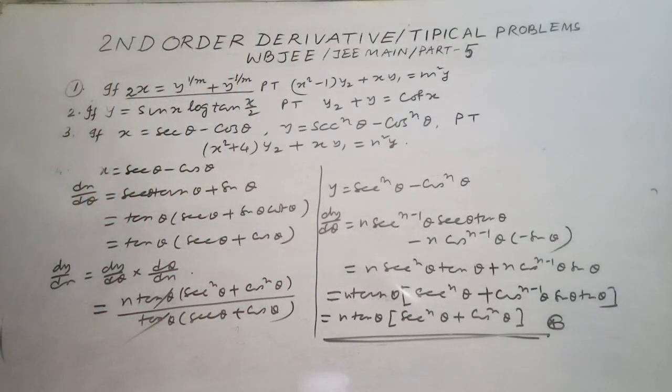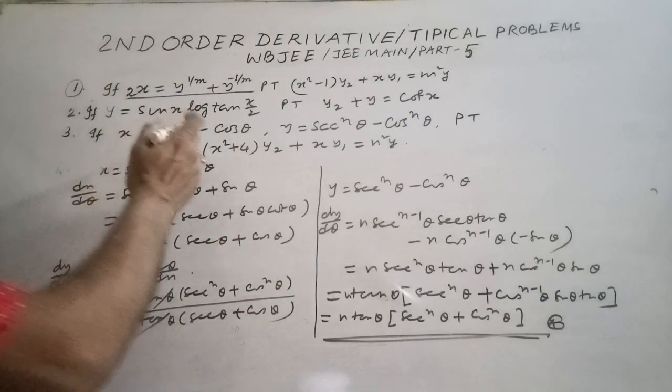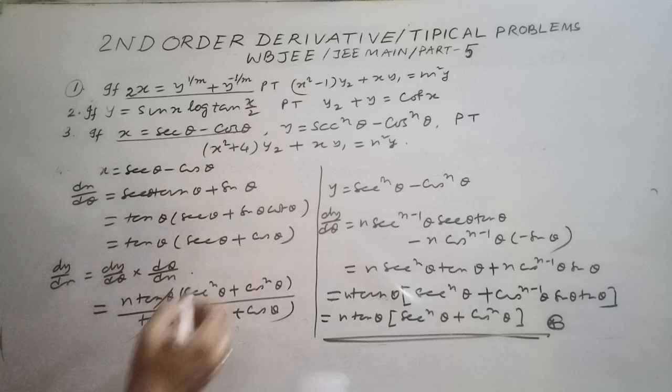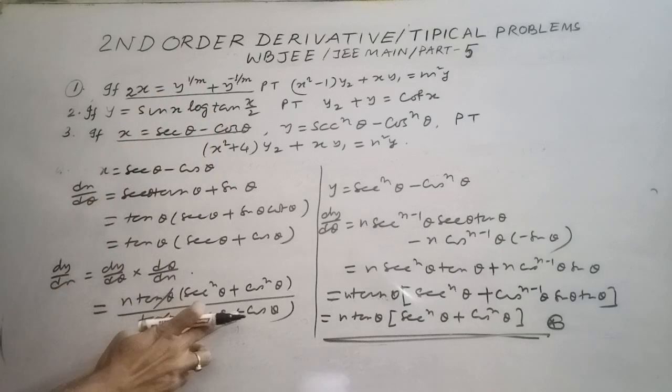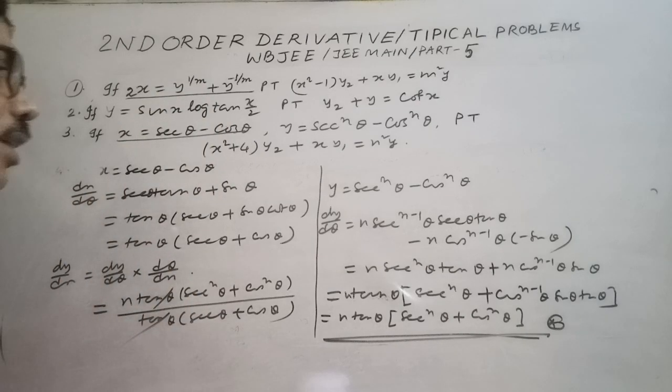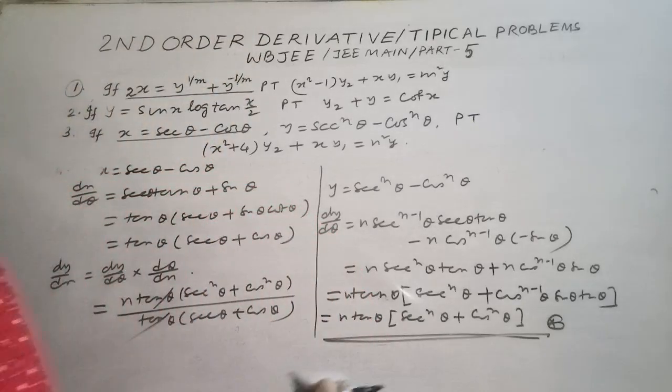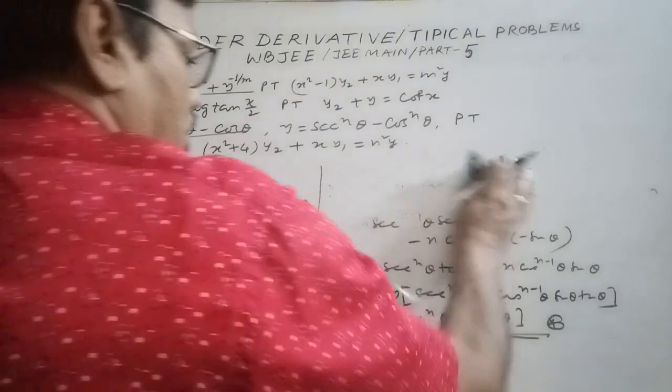Now look, a minus b is given and you have to find a minus b. This is sec θ minus tan θ and this is sec θ plus cos θ. So this step is to be noted. So dy/dx equals this.